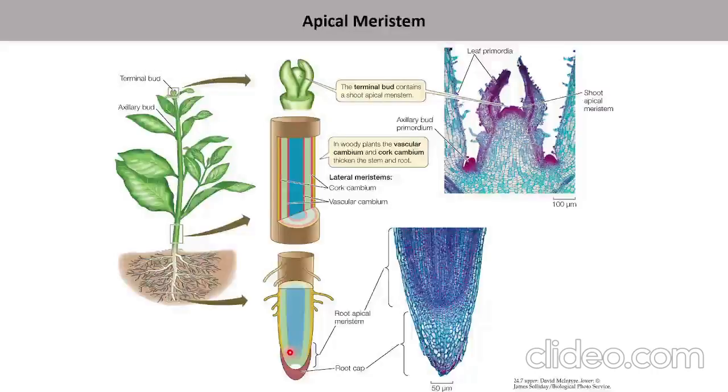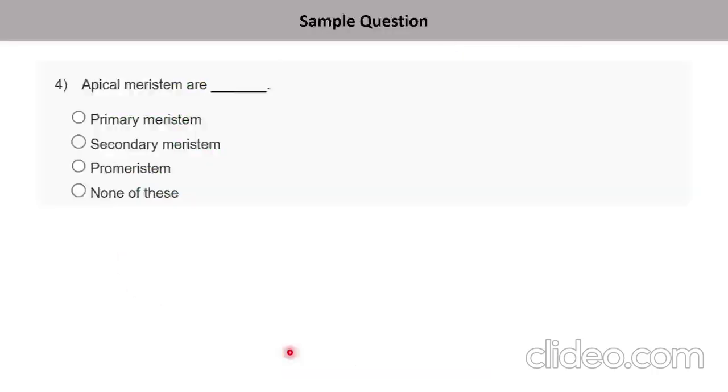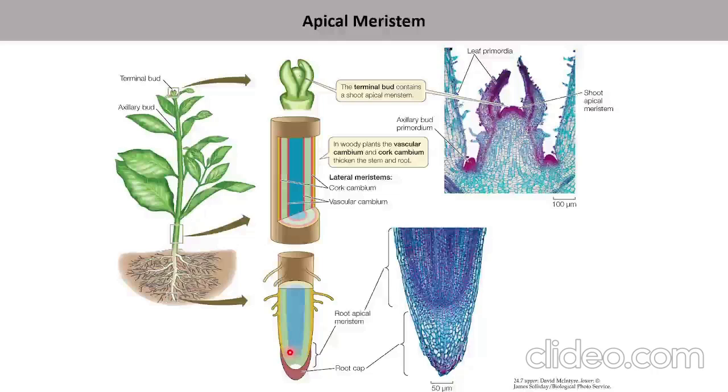Okay, so we'll go ahead to the next question. What are apical meristems? Are they primary meristems or secondary meristems? Primary meristem, correct. So can you tell me what a primary meristem is?